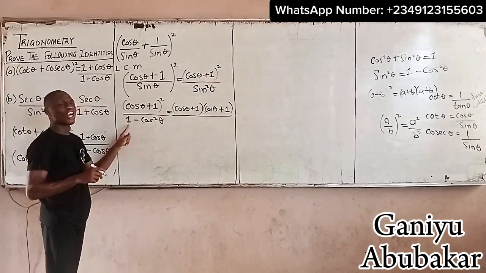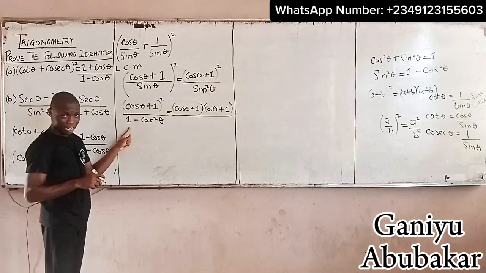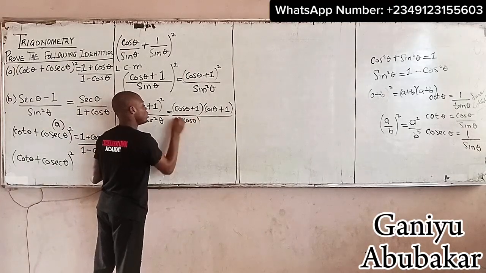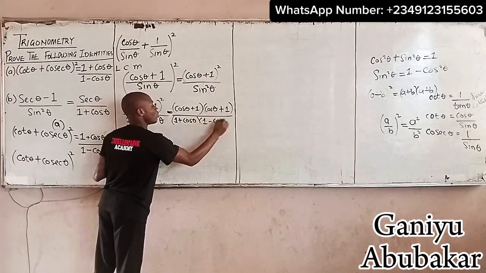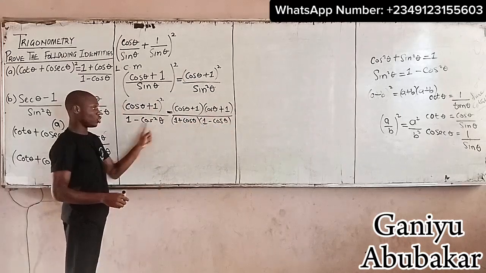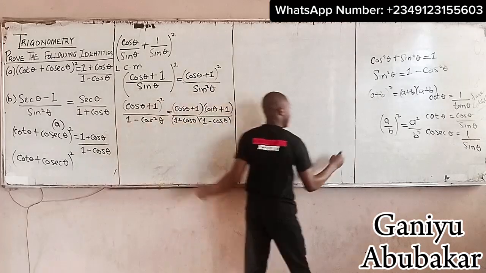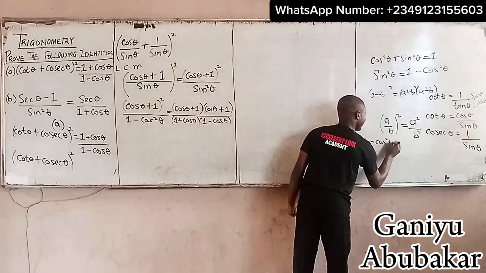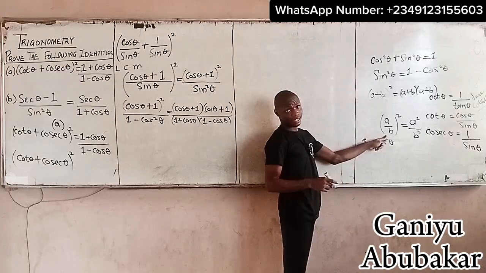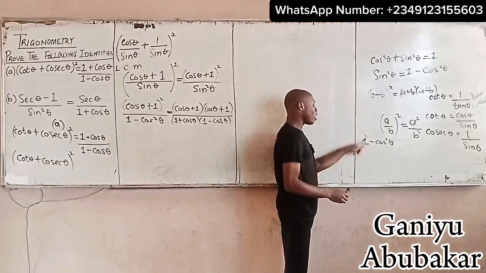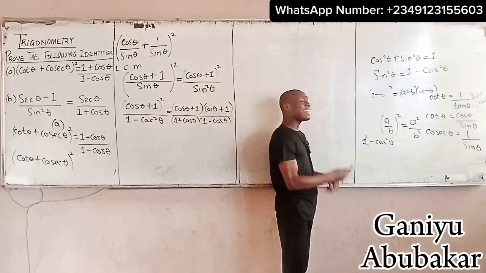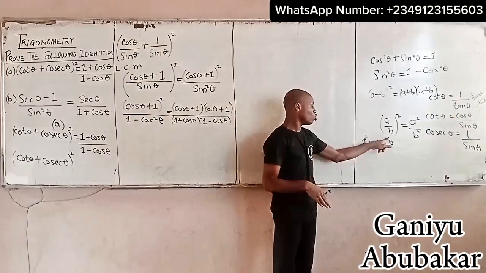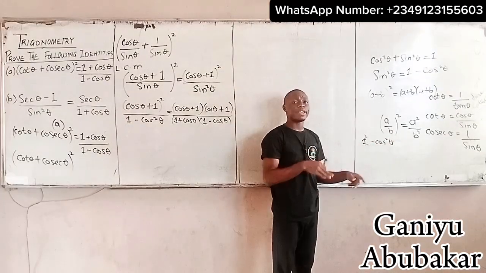From here, apply the difference of two squares. So for this one, I'll have 1 plus cos theta into 1 minus cos theta. Let me explain why this is so. I have 1 minus cos squared theta. This is a square here, and 1 squared is still 1. So apply the idea of difference of two squares. We know that minus means difference. So this is the difference of what? Two squares.